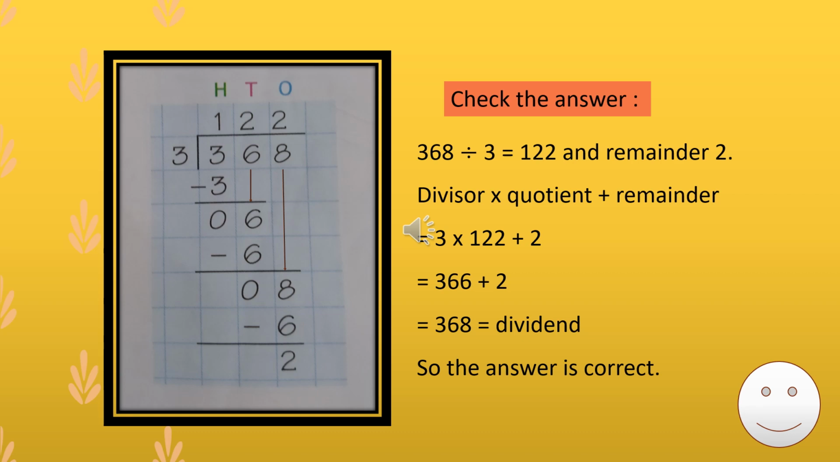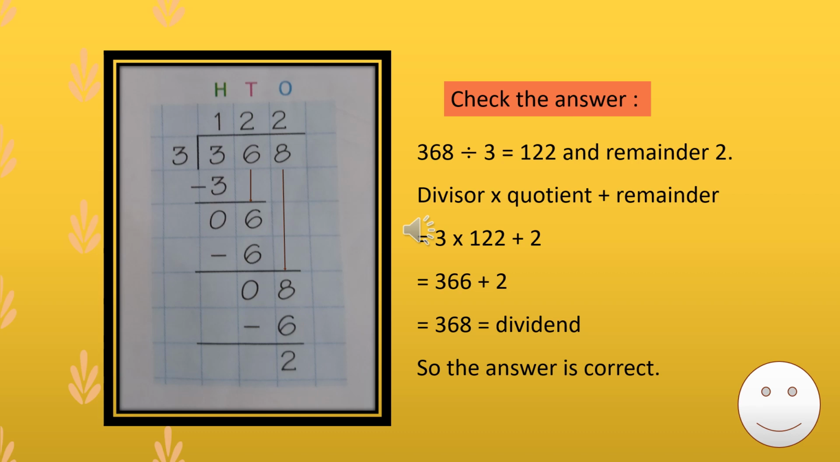Now children, this 2 is remaining, right? So this is the remainder. We will leave it as a remainder. Okay. Now let's see how to check the answer. The conclusion which we get from this division is 368 divided by 3 is equal to 122 and remainder 2. See, 122 we got as a quotient and 2 as a remainder.